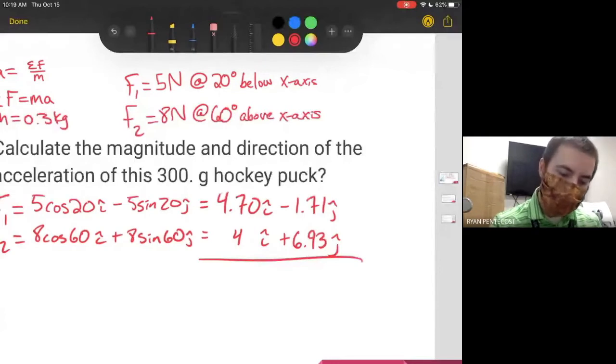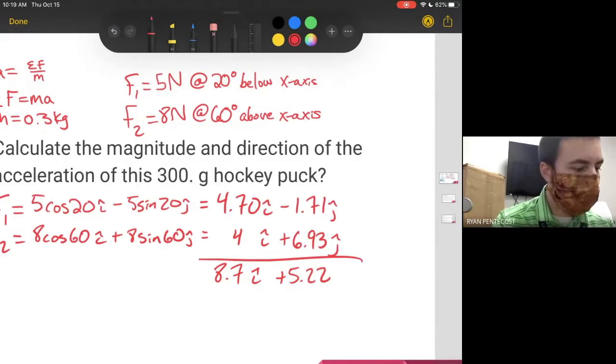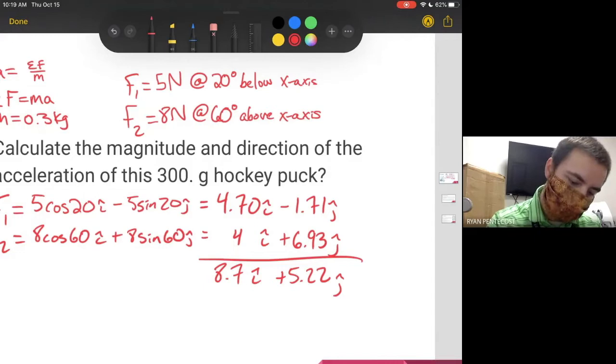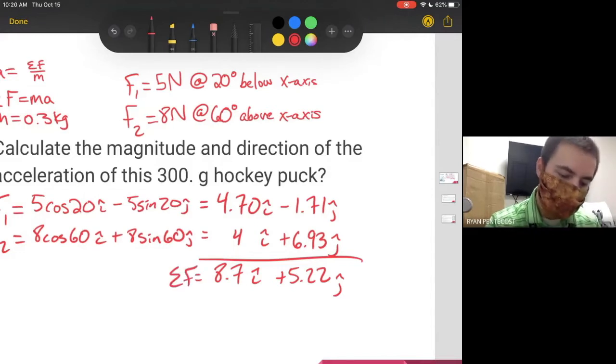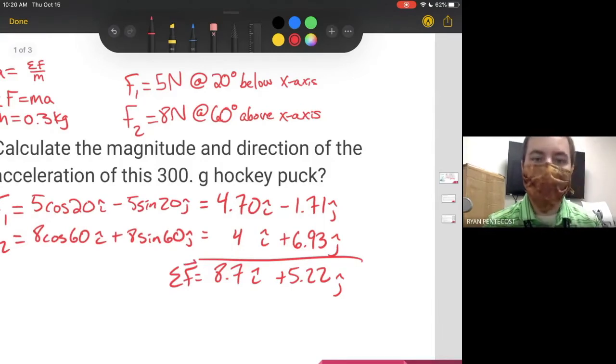So what we'll do is we'll add those together. We have 8.7 i, and that will be plus, let's see, is that 5.22? Let me double check. Yeah, 5.22 j hat, and that is our summation of forces vector. So that is the vector that we're looking at.